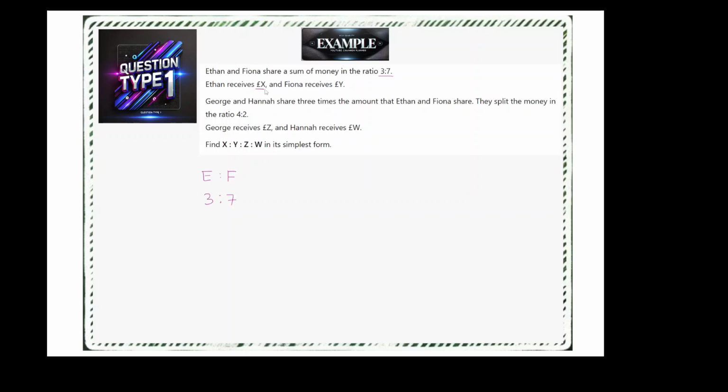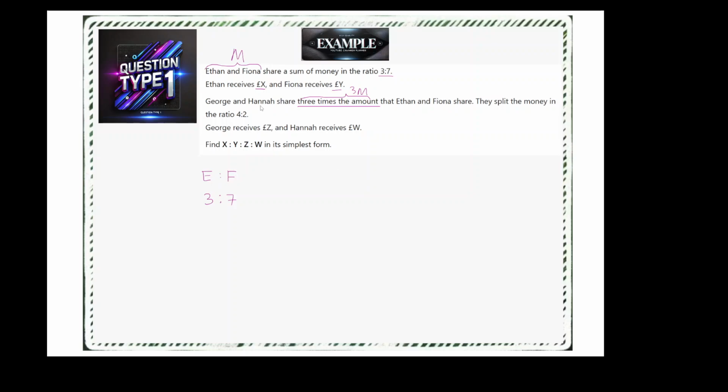Ethan receives X amount of money and Fiona receives Y. George and Hannah share 3 times the amount that Ethan and Fiona share. So that means if you consider the amount that Ethan and Fiona share to be M for money, 3 times the amount that they share is 3M.